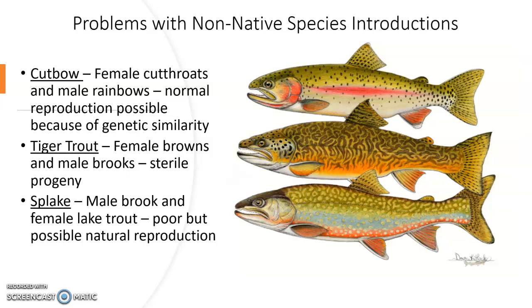Because rainbows and cutthroats are both from the genus Oncorhynchus, their genetic similarity allows for highly successful hybridization. This is detrimental to native cutthroats because it compromises genetic purity within some endemic populations, and the hybrid progeny can oftentimes outcompete their native parents. The other hybrids are rare in nature and highly unsuccessful at passing on hybrid DNA, but it is possible.